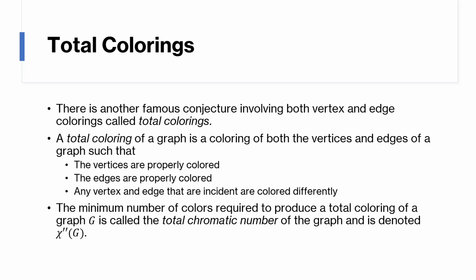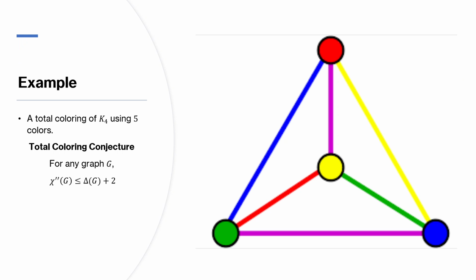The minimum number of colors required to produce a total coloring of the graph is called the total chromatic number of the graph, and it's denoted chi double prime of G. So that's the total chromatic number of a graph. This is a fun one to look at some small graphs and compute their total chromatic number. And then there's an unsolved problem here, but let me first give you an example of a total coloring.